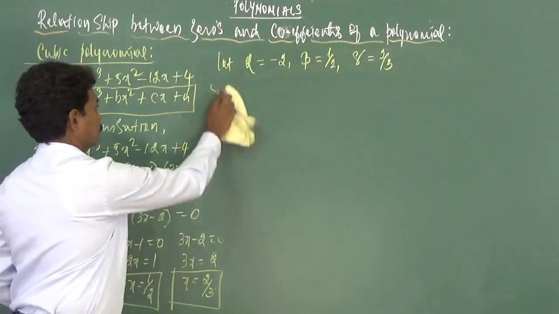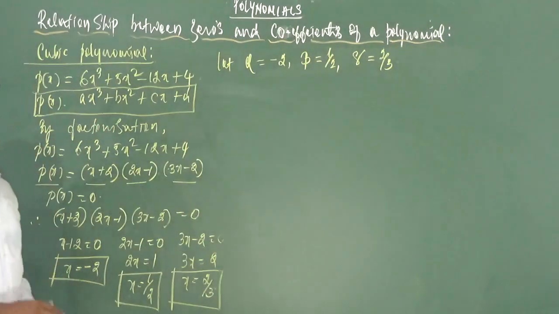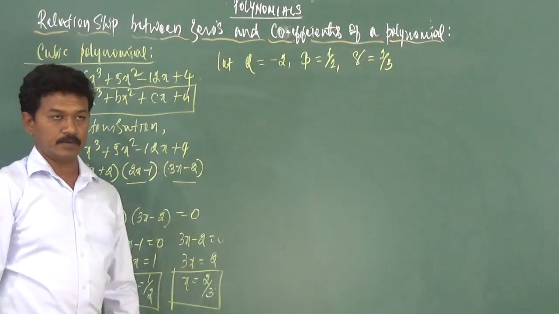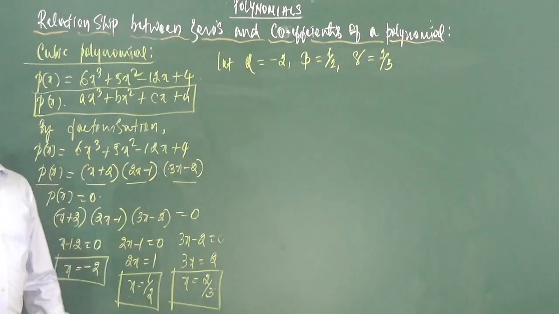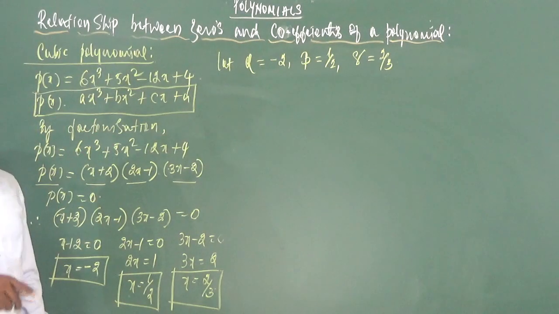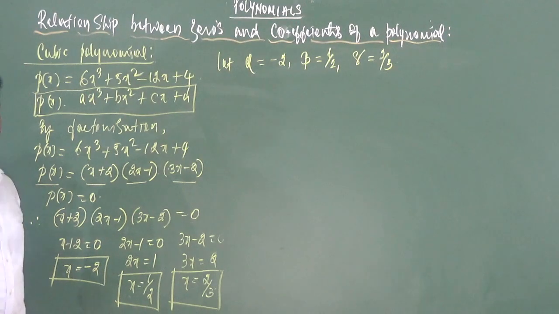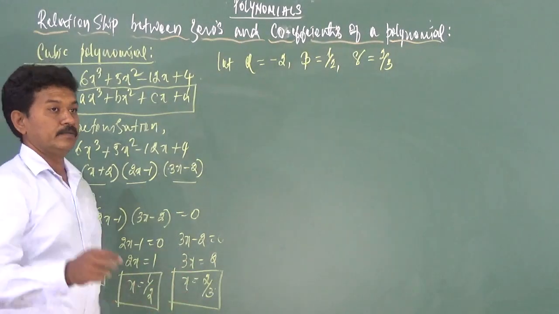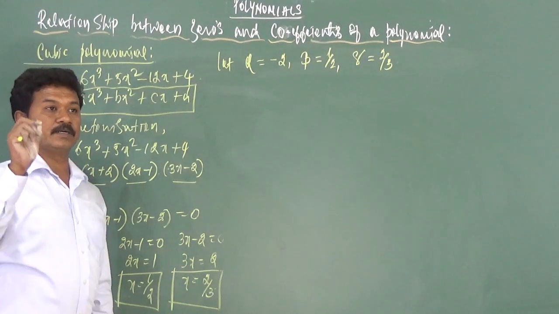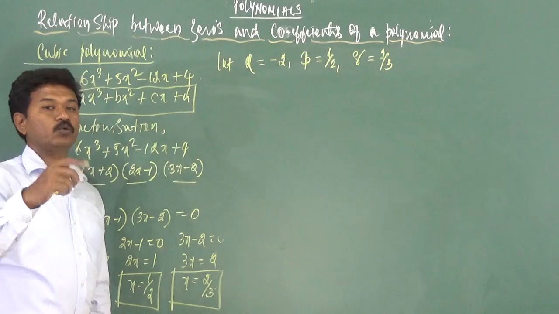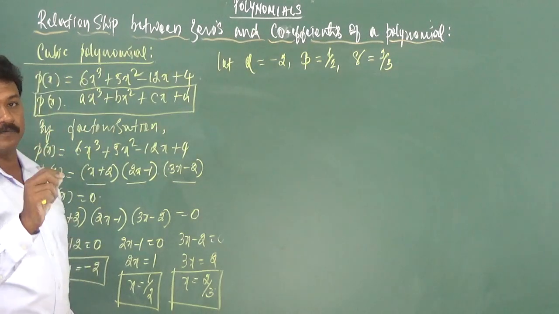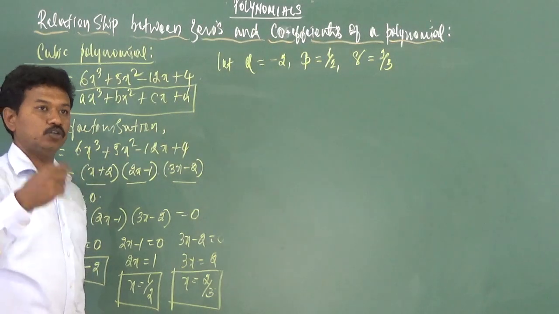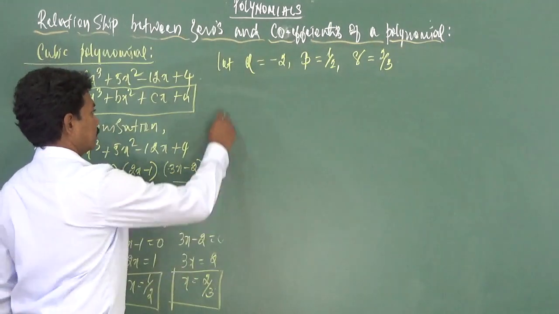So now we have got the formula to find the sum of the zeros of a cubic polynomial, that is minus b by a, that is minus of coefficient of x square by coefficient of x cube. So now we will take the next one, we will take the sum of the product of the zeros taken 2 at a time. Sum of the product of the zeros taken 2 at a time. Let us go with that.